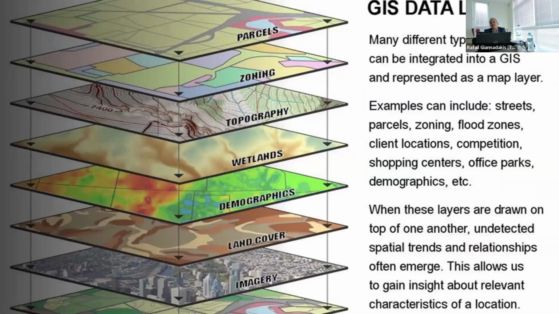So if somebody asks you about the layers, you can say that, like a poem, there are different types of data that can be integrated into GIS and be presented as a map layer. Examples: streets, parcels, flood zones, client location, demographics data. Demographics may be interesting to you here. And finally, what the meaning of that is, is that we gain insight about relevant characteristics of a location. We are in a place and we have some characteristics.